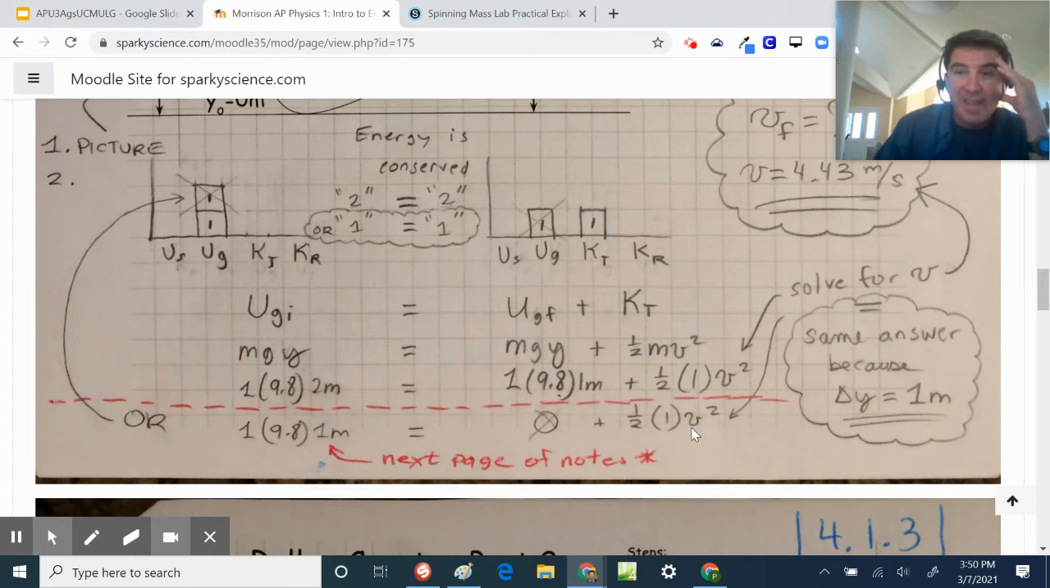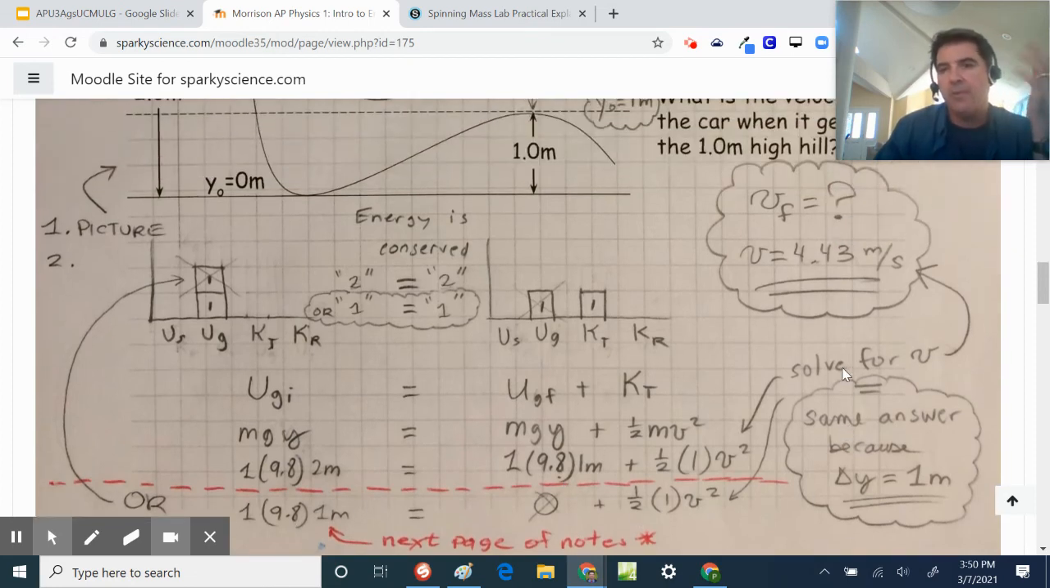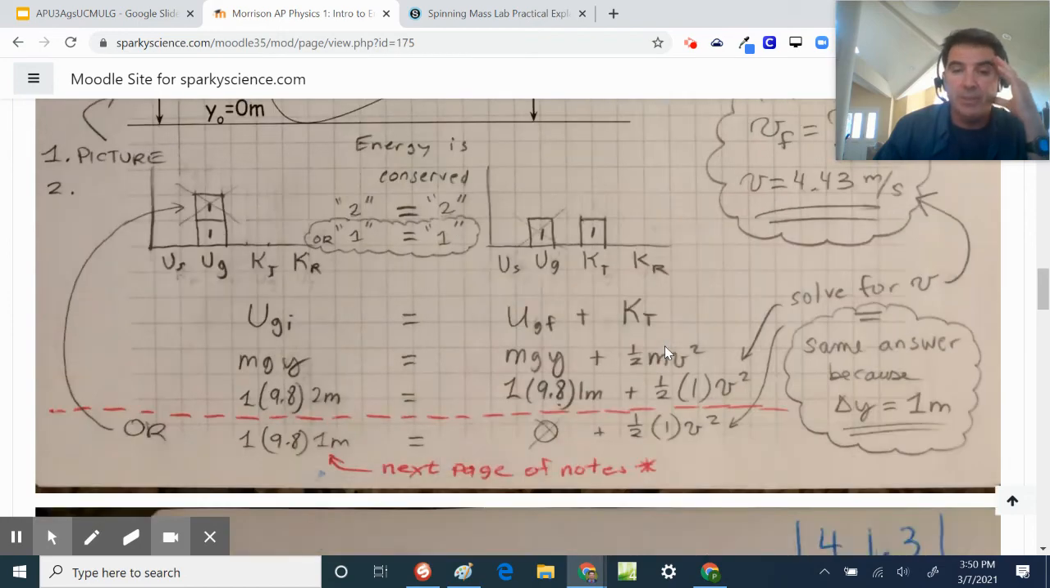Now, what do we get? We get the exact same answer. Why? Because this is 1 times 9.8 times 1, which is the same thing as 19.6 minus 9.8. What do you get? You get 9.8. It's the same thing. You times it by 2 when you take the square root, and you get 4.43 meters per second. So it's just basically showing you how to solve it in 2 different ways.